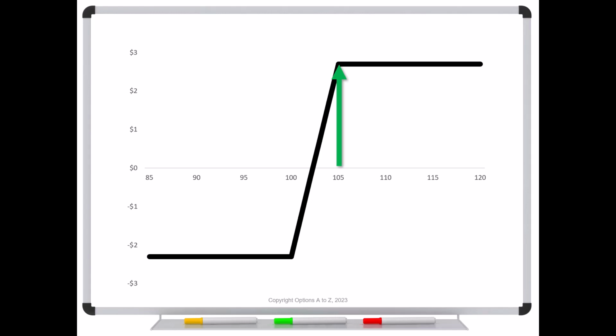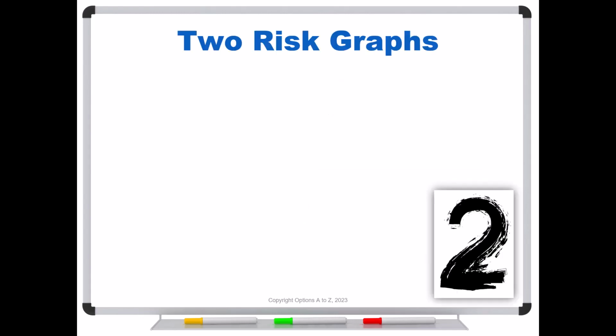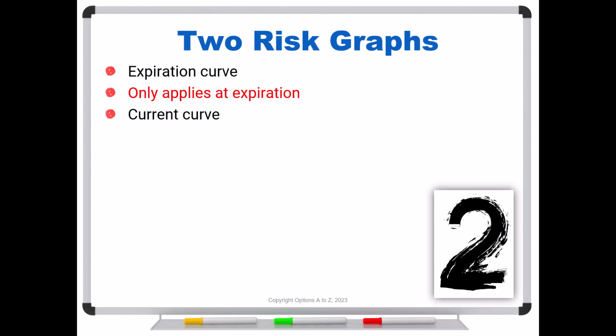You have to remember that there are always two risk graphs. There's an expiration curve, which is the one that we just saw, and it only applies at expiration. So let's call that the final 10 seconds going into expiration day, right before the closing bell. That's the only time that that risk curve is accurate. At any other time, we have to look at the second curve that is called the current curve, or today's curve, and that applies right now.